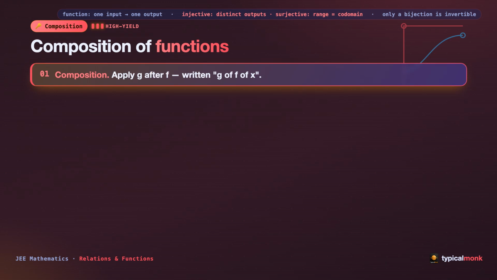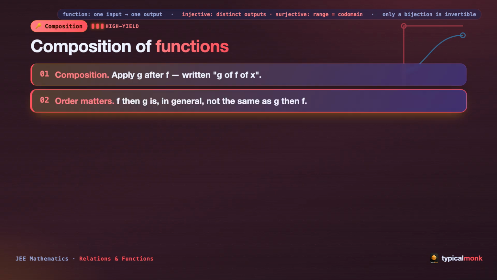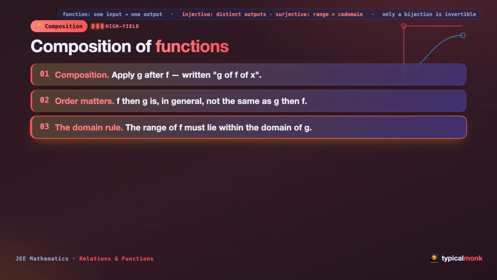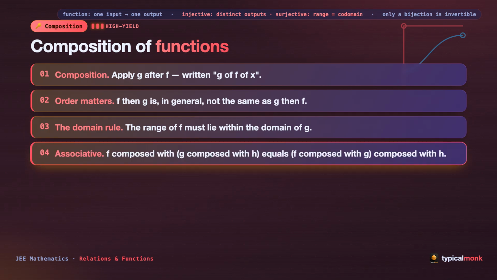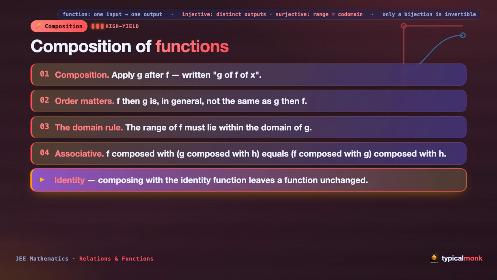Now the composition of functions. Composition. Apply g after f. We write it g of f of x. Order matters. f then g is, in general, not the same as g then f. The domain rule. The range of f must lie within the domain of g. Associative. f composed with, g composed with h, equals f composed with g, composed with h. Identity. Composing with the identity function leaves a function unchanged.